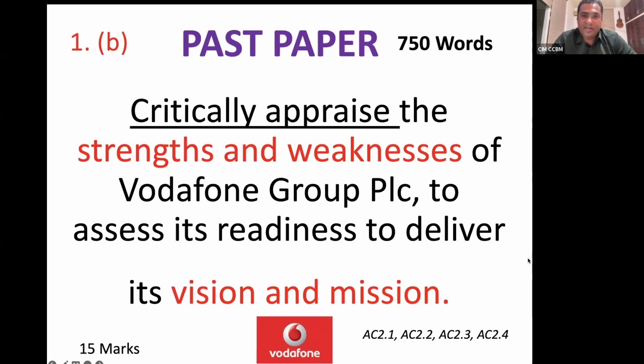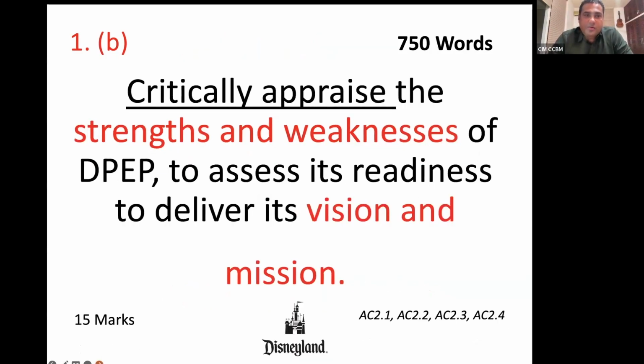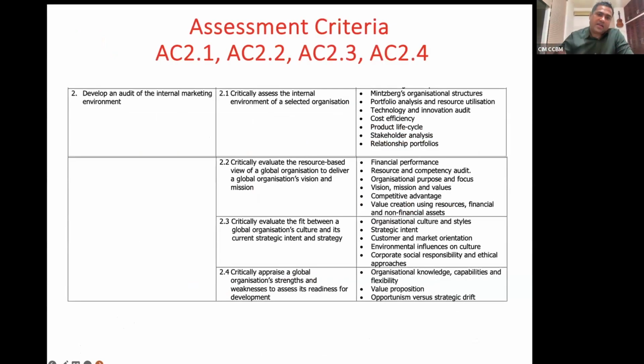Same question, critically appraise strengths and weaknesses of Vodafone Group PLC to assess its readiness to deliver its vision and mission. Same question, only difference is the company name. So if you look at the question, critically appraise the strengths and weaknesses of the company to assess its readiness to deliver its vision and mission, right? 750 words, 15 marks, assessment criteria is the same. Okay, so I have given you the indicative content in the assessment criteria. Feel free to use any of that knowledge as well.